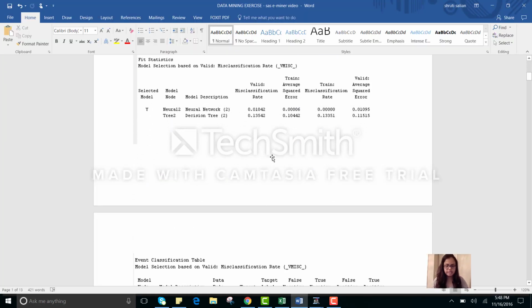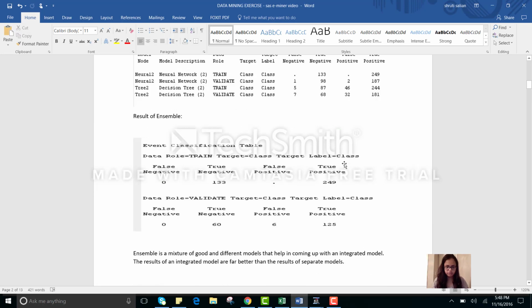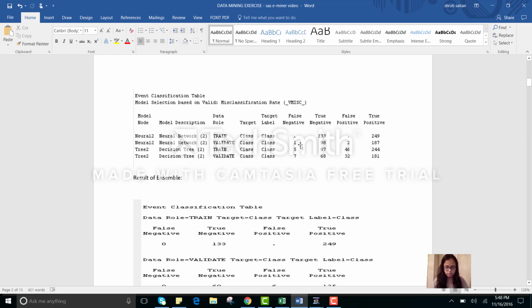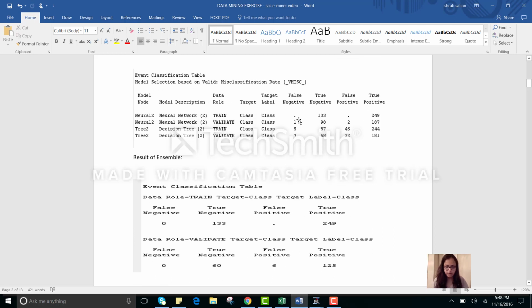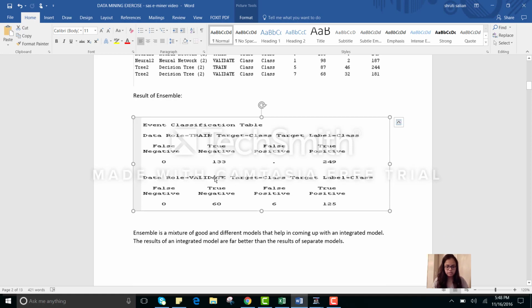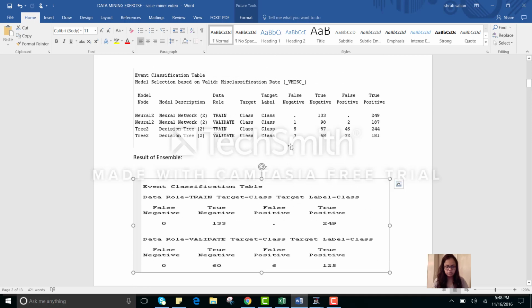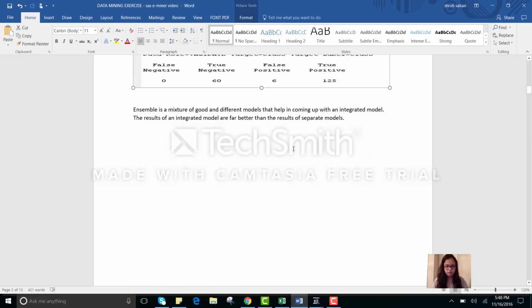Here we can see that there is a difference in true positives and true negative numbers for the ensemble output and the model comparison output. We can see the ensemble result clubbed for the training and the validation set for neural networks and the decision trees. This is for the training set and this is for the validation set. These are much better results as compared to the model comparison output.